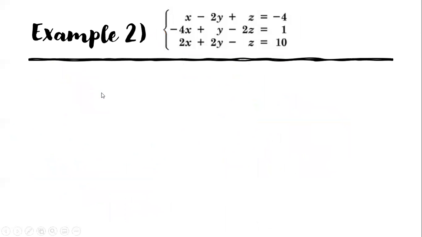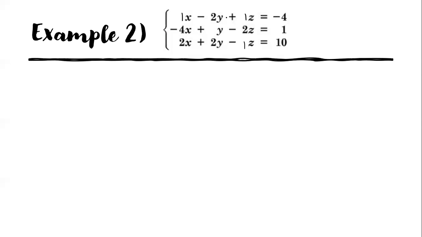None? Okay, so our next example: x minus 2y plus z equals -4, and -4x plus y minus 2z equals 1, and 2x plus 2y minus z equals 10. To solve by substitution, we want to decide which equation would be easiest to get a variable by itself. We have multiple variables with a coefficient of 1: 1x, 1z, -1z. So you have choices here.